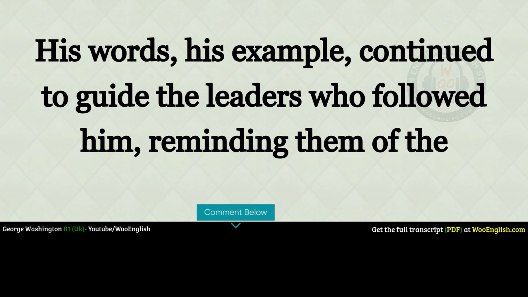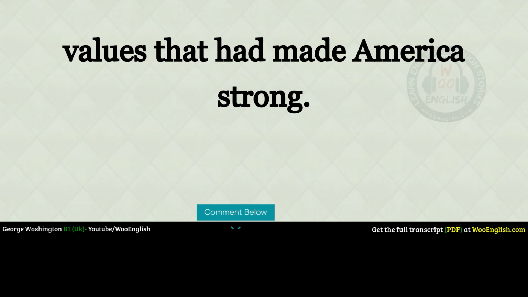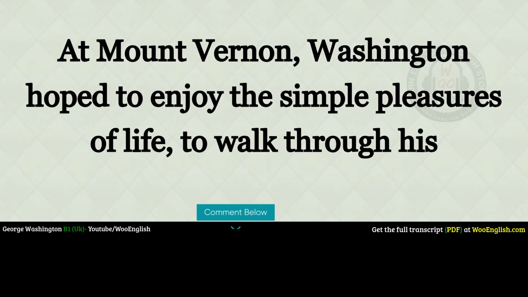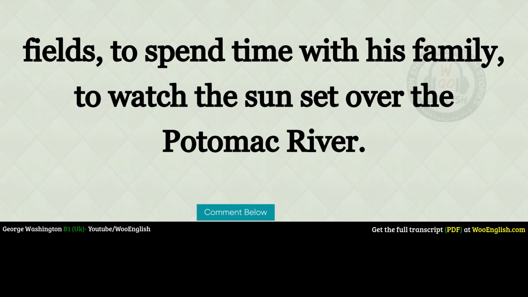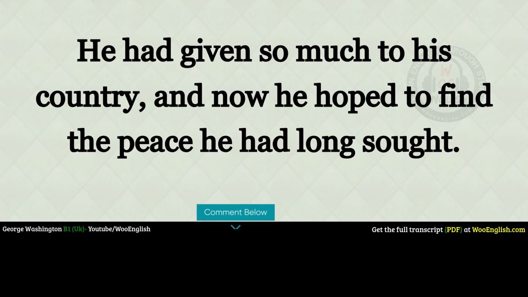His words, his example, continued to guide the leaders who followed him, reminding them of the values that had made America strong. At Mount Vernon, Washington hoped to enjoy the simple pleasures of life, to walk through his fields, to spend time with his family, to watch the sun set over the Potomac River. He had given so much to his country, and now he hoped to find the peace he had long sought.